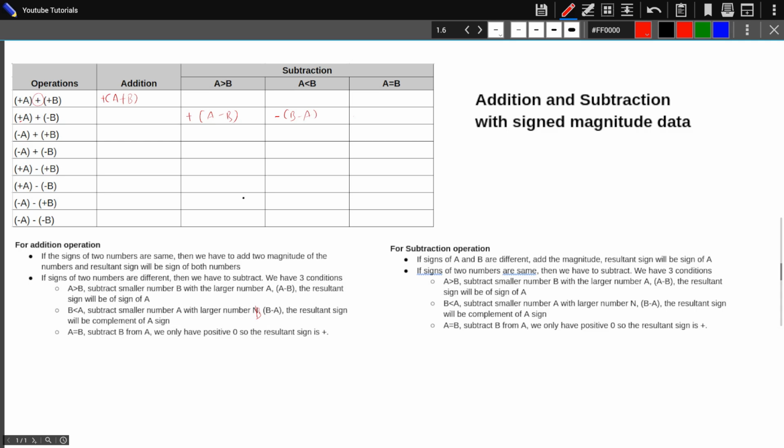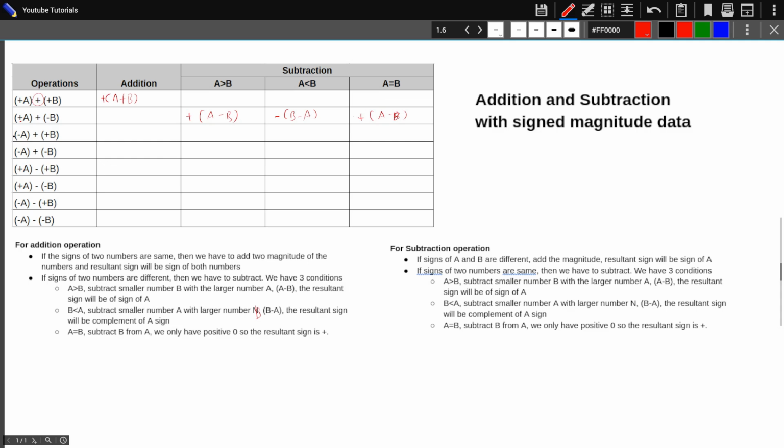And for the third case, if A equals B, we need to subtract B from A. We only have positive there, so the resultant sign is also plus. So we do A minus B and the resultant sign is always going to be a plus, because the value is going to be 0 and we don't have a provision for negative 0 in our number system, so we always provide a plus sign here.